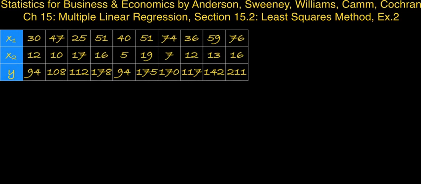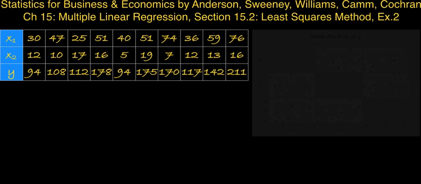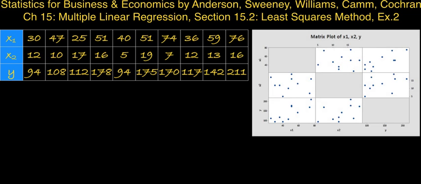Consider the following data for a dependent variable y and two independent variables x1 and x2. Before I start analyzing these data, I'm going to take a quick graphical look at the data set. One nice way of doing this is to use a matrix plot. This is the matrix plot that Minitab comes up with, often called a scatter plot matrix. And this allows me to see all the data at once with all the variables.